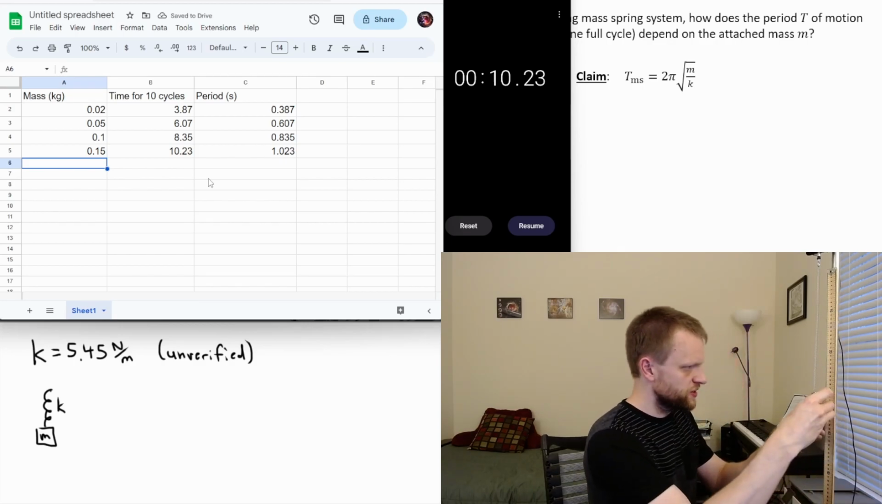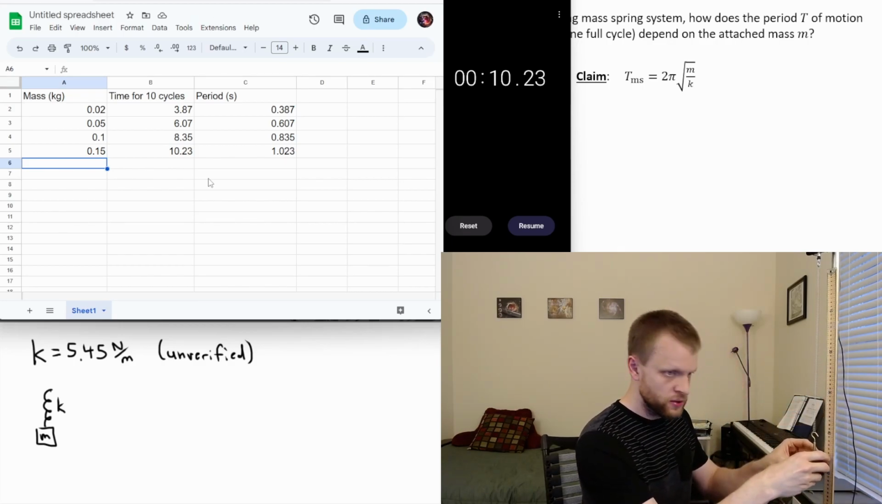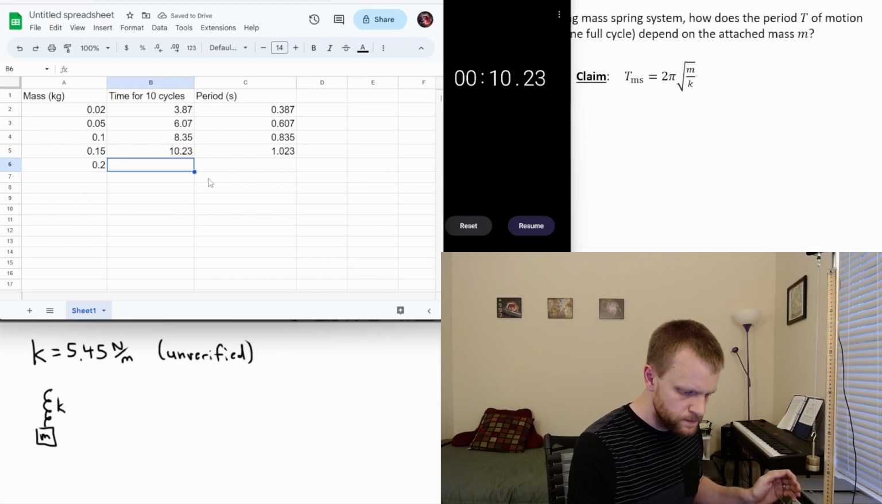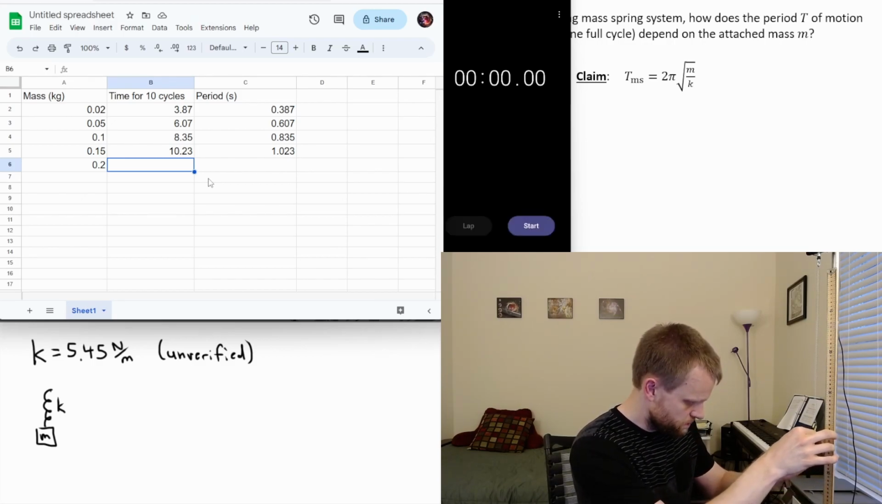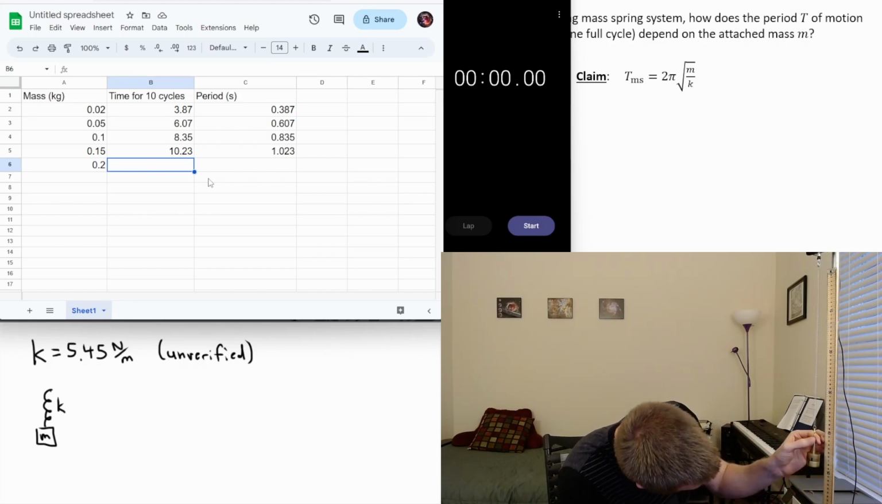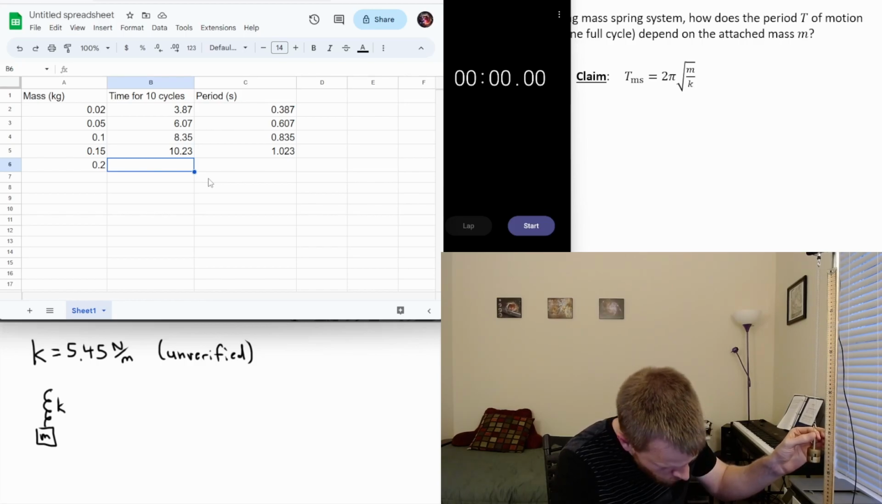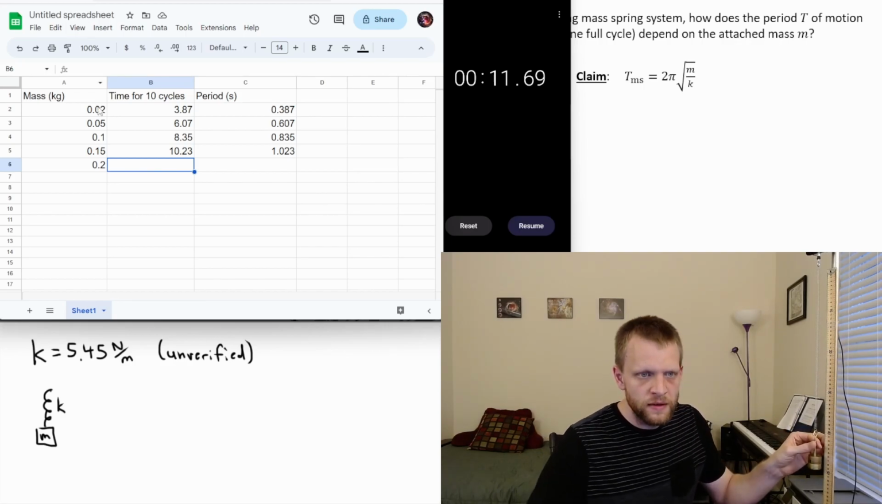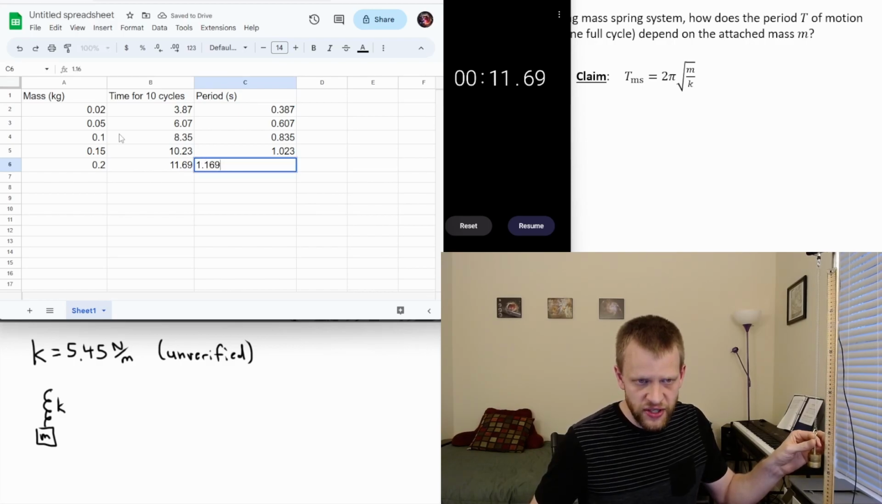Let's do 200 grams. Again, I don't want to overstretch this spring, but I think we should be able to do this one as well. So that's 0.2 kilograms. Let's reset. Move this up 2 centimeters. We'll make sure that's, 1.5 centimeters is what we've been using. So move that up 1.5 centimeters, and 3, 2, 1, start. 1, 2, 3, 4, 5, 6, 7, 8, 9, stop. Okay, so that is 11.69, so the time for one cycle would be 1.169.